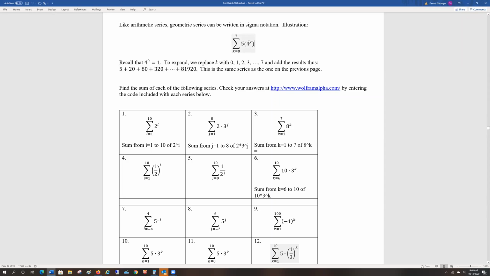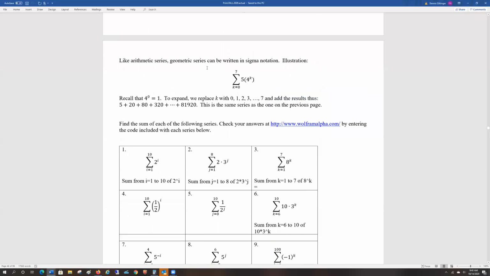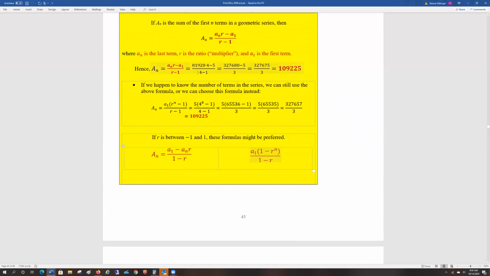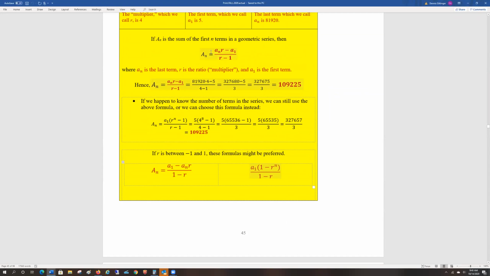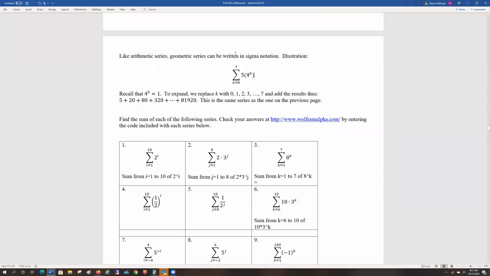So here it is. 4 to the 0 is 1. 5 times 1 is 5. That's where the 5 comes from. Then you go up to 1. 4 to the 1 is 4. 5 times 4 is 20. 4 to the 2 is 16. 5 times 16 is 80. 4 to the 3 is 64, and 5 times 64 is 320, and so on. But we don't really need to write out all 8 of these numbers, because we have a formula that tells us all you need is the last number, the multiplier, and the first number. That's all you need. Okay, cool.